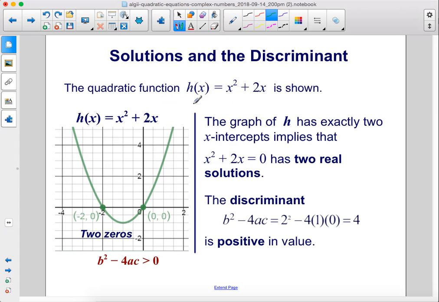The quadratic function h of x equals x squared plus 2x is shown. The graph of h has exactly 2 x-intercepts, which implies that this function has 2 real solutions. The discriminant here is 4, which is positive. So we have 2 zeros, 2 solutions.